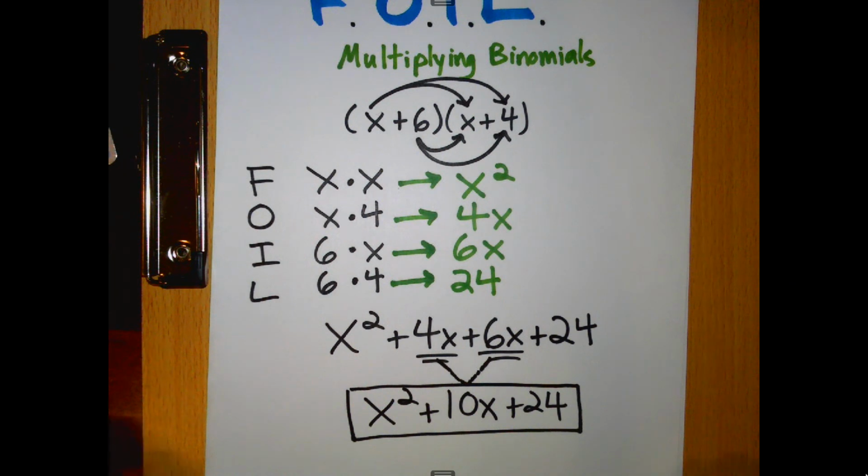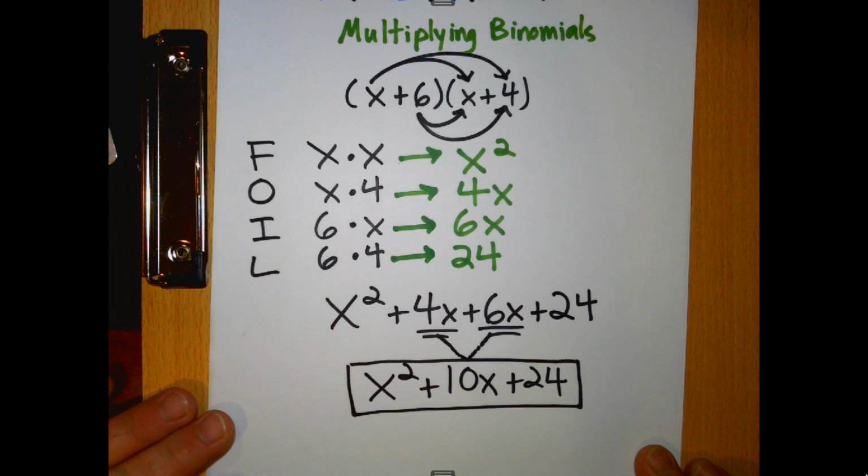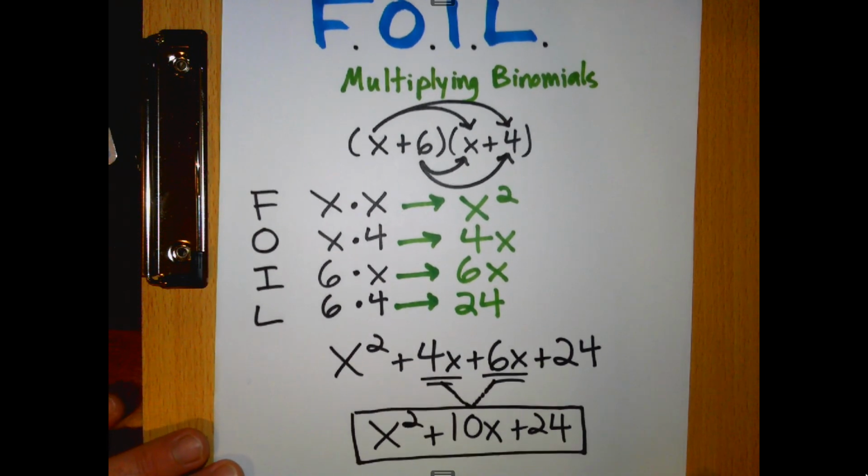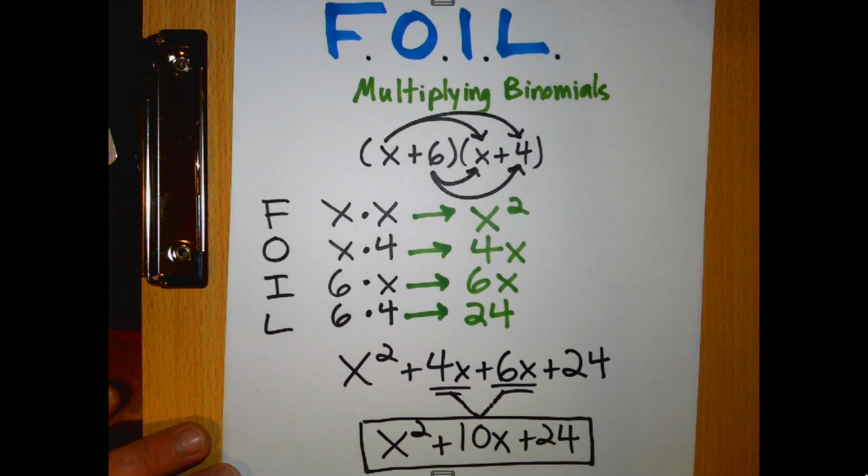And so that is how you multiply binomials. You just have to remember FOIL, and you want to get those arrows popping, and then you have to simplify it in the end, and that's how you do it.